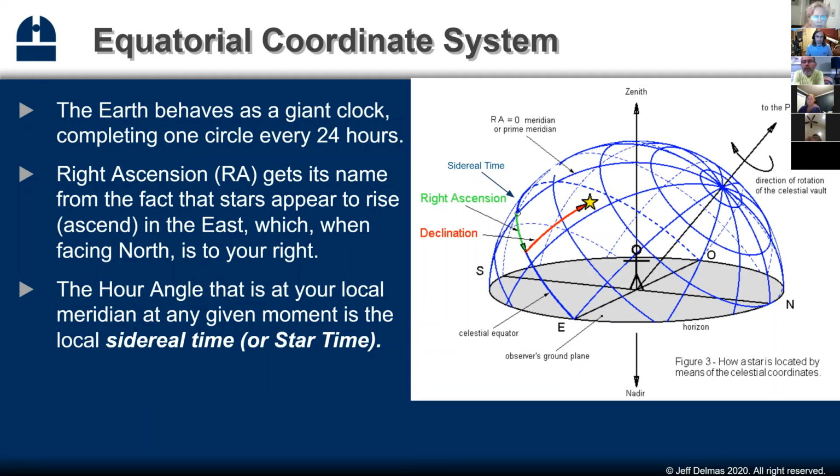And the hour angle that is at your local meridian at any given moment is the local sidereal time, or star time. Sidereal is Greek, I believe, for star. It may be Latin, I don't know.